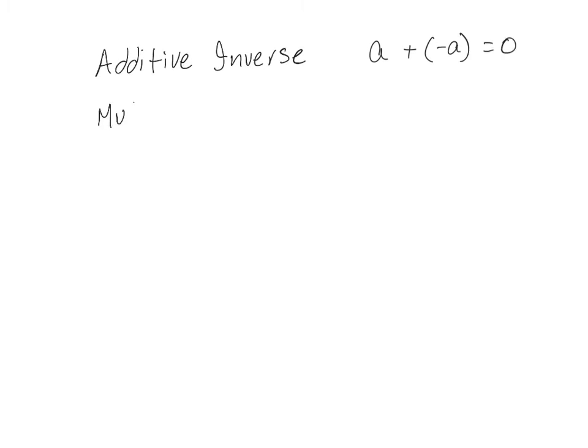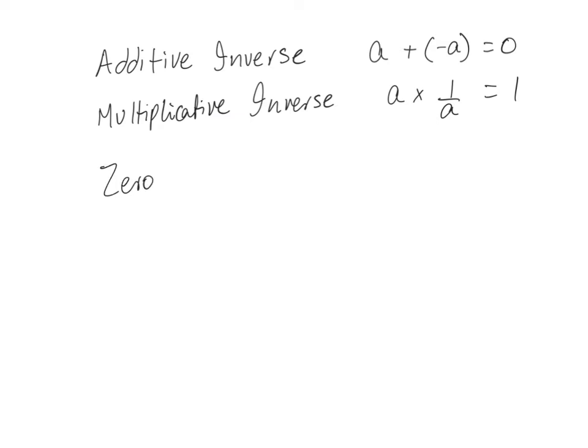Then we have the additive inverse. So A plus minus A is equal to 0. We have the multiplicative inverse. A times 1 over A is equal to 1. So some properties. Then the 0 property, A plus 0 is A. For multiplication, it's A times 0 is 0. Okay.